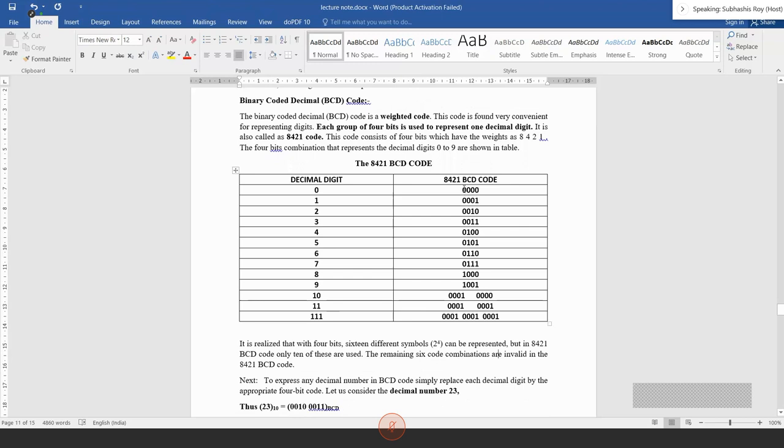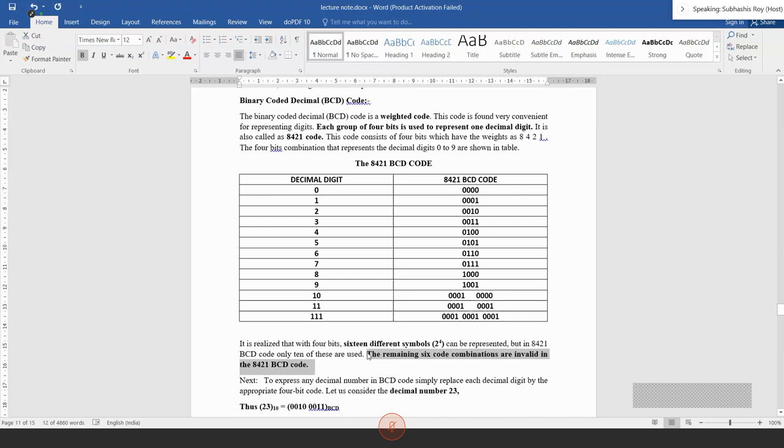One thing you need to note here: using 4 bits you can represent 16 different symbols, 2 to the power 4, that is 16, 0 to 15. But in 8421 BCD code, only 10 of these are used, 0 to 9. You are not using 10, 11, 12, 13, 14, 15. So what about these remaining 6 combinations? These 6 combinations are invalid in 8421 code.